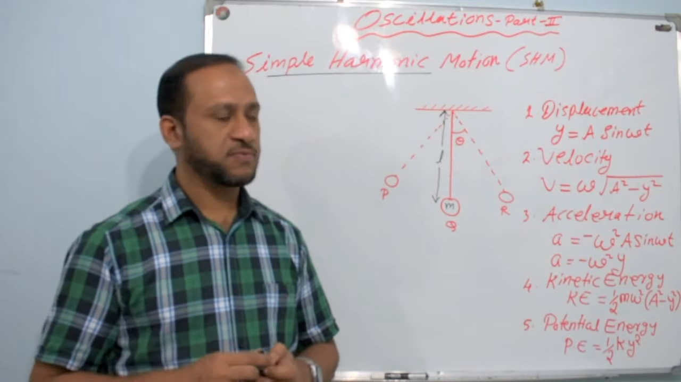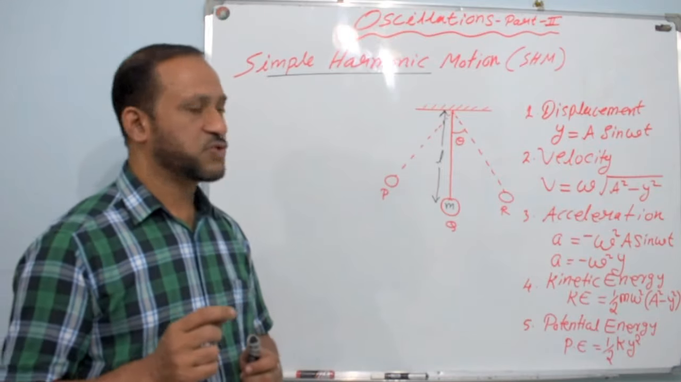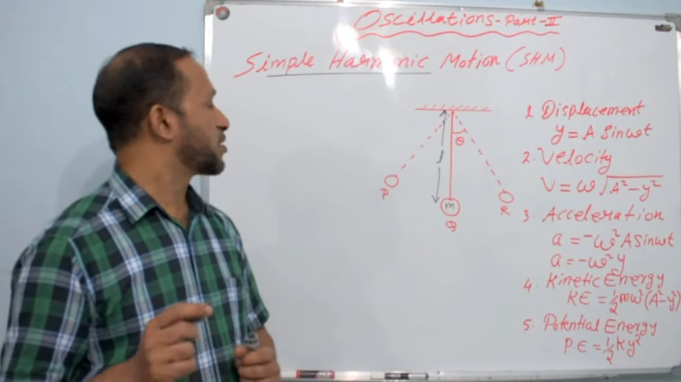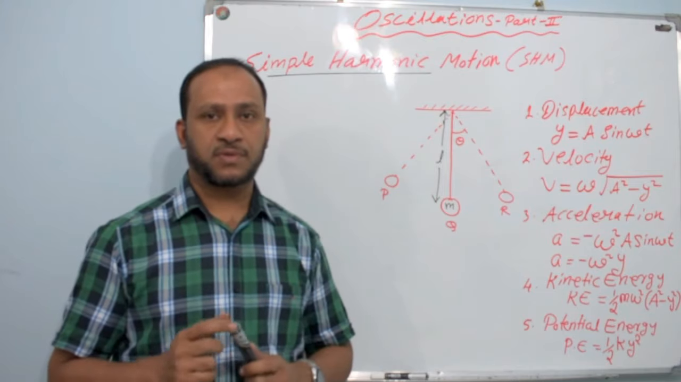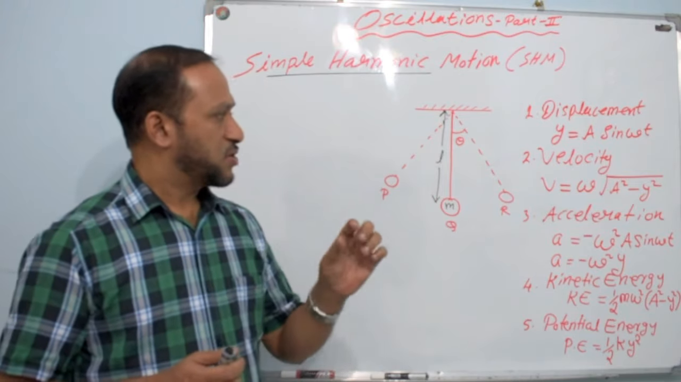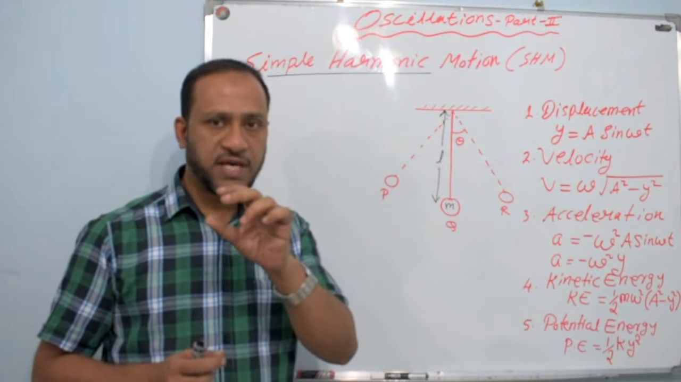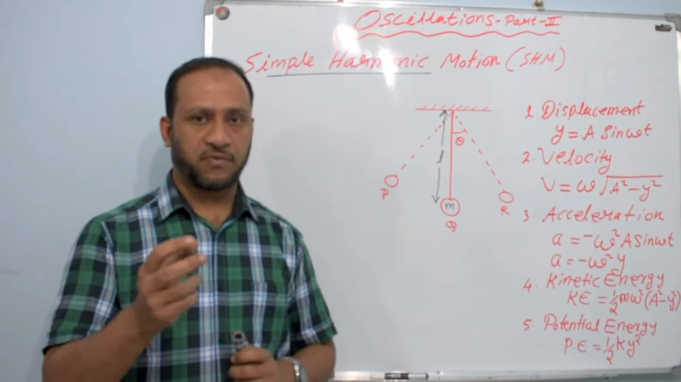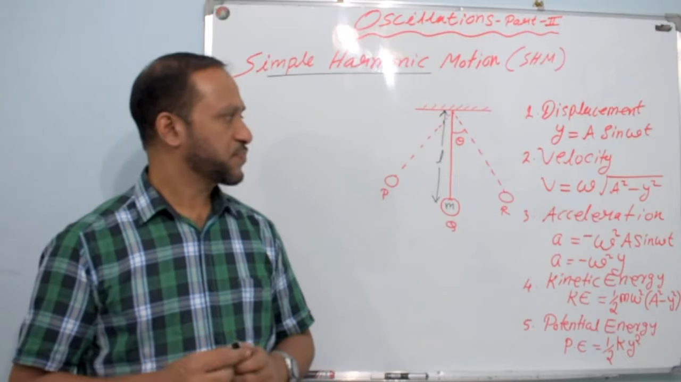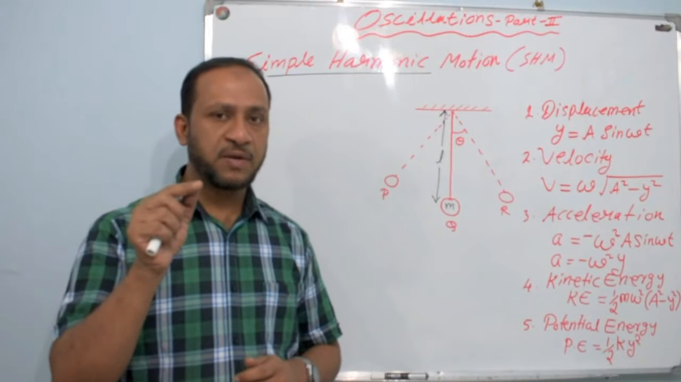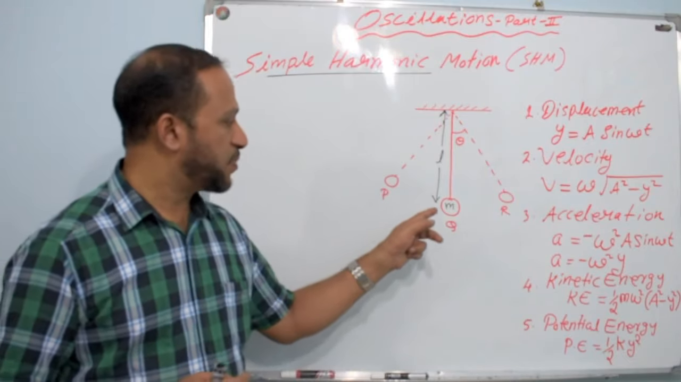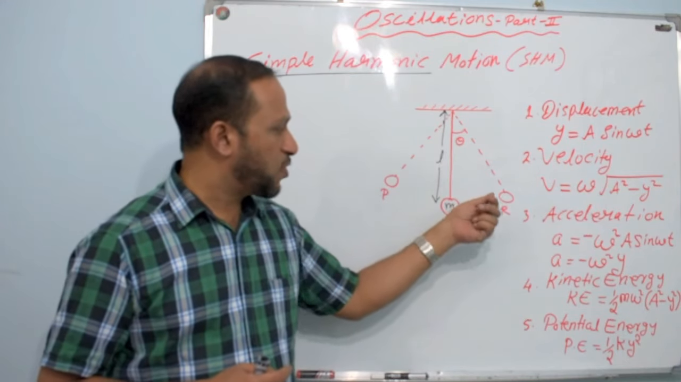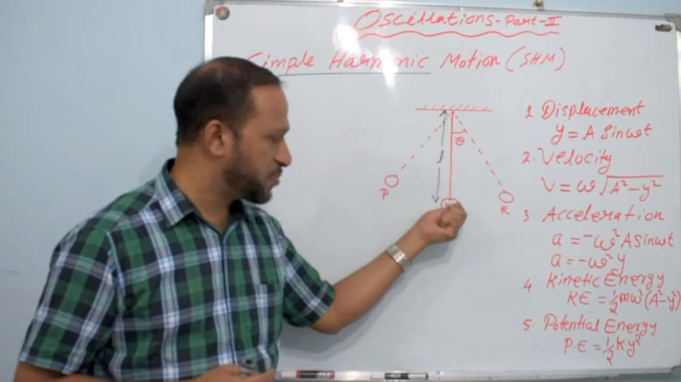The condition for an oscillation or vibration to be a simple harmonic motion is that the restoring force acting on the body, or the acceleration of the oscillator, should be directly proportional to displacement from the mean position. And also it should be always directed towards the mean position.